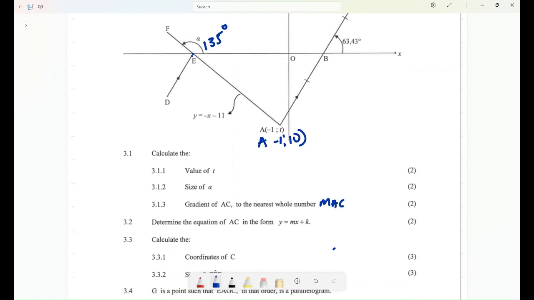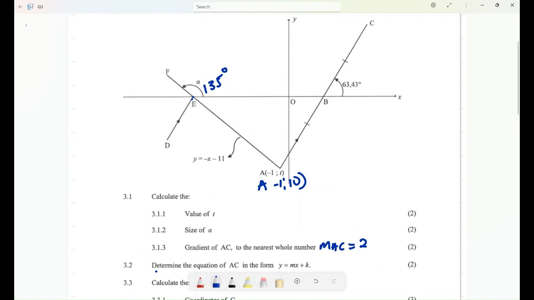Gradient AC is equal to 2. Now determine the equation of AC in the form y is equal to mx plus k. That is the same as mx plus c; k is just a constant. Now remember, to find an equation we need a gradient. Do we have a gradient of this line? Indeed we have.